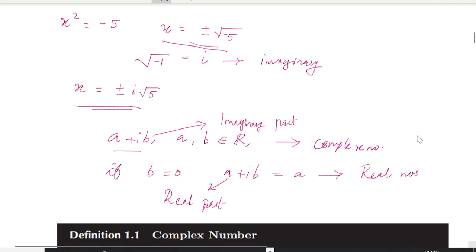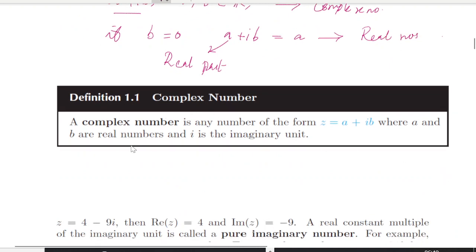So let us discuss it in detail. Complex numbers. A complex number is any number of the form z equal to a plus ib, for example z equal to 4 minus 9i, where a and b are real numbers and i is the imaginary unit. Imaginary unit means i is the square root of minus 1, and we are denoting this as i. That's why we say that i is the imaginary unit.